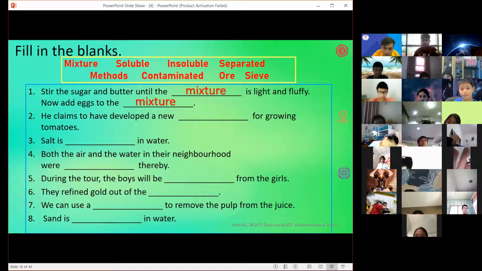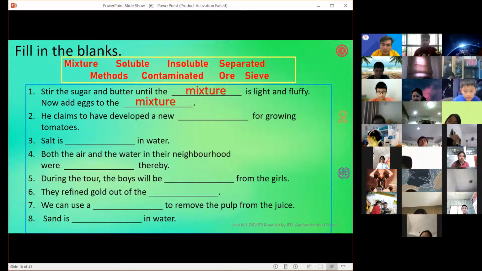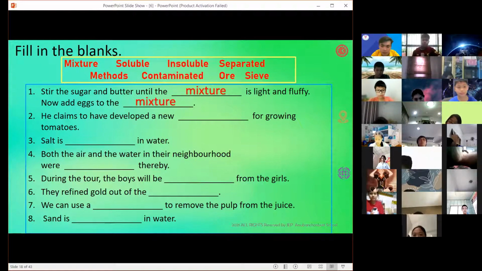Okay, Lalada said no, she doesn't have a microphone. So you can message me with the answer, Lalada. You can chat me. Okay, what do you think is the answer? Methods or separated? Okay, let's wait for a while because Lalada cannot speak. She can chat only.